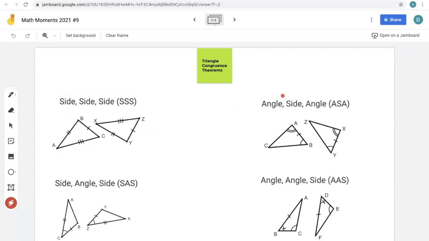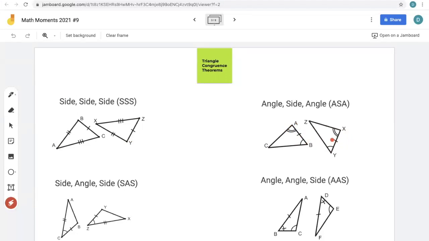Another theorem that we use is angle, side, angle. And what this means is you have an angle, and then a side, and then an angle, which sounds really repetitive, but they have to be right next to each other, adjacent to each other is what we would say. So you basically have one side that is sandwiched by two angles, and the corresponding angles have to be congruent, and then the corresponding side that's labeled also has to be congruent. And so we can see that because of this, these triangles are congruent.